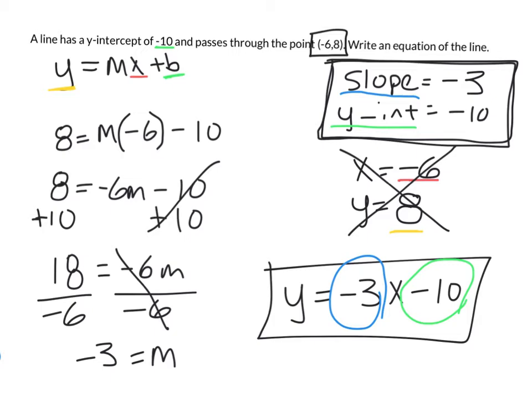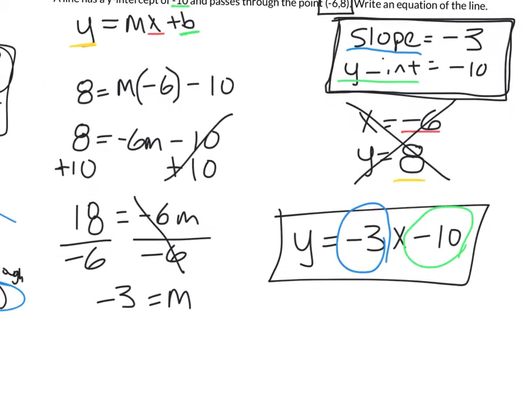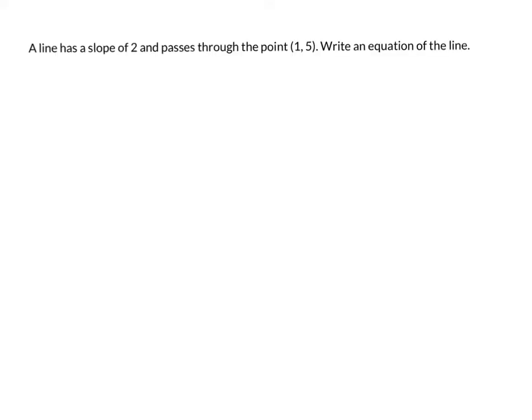Let's do one more like this, and this time I'm going to give you the problem, and then I'm going to have you pause and try it on your own, and then you can check back with my work and see how you did on it. All right, so let's try this one. A line has a slope of 2 and passes through the point (1, 5). Write an equation of the line.